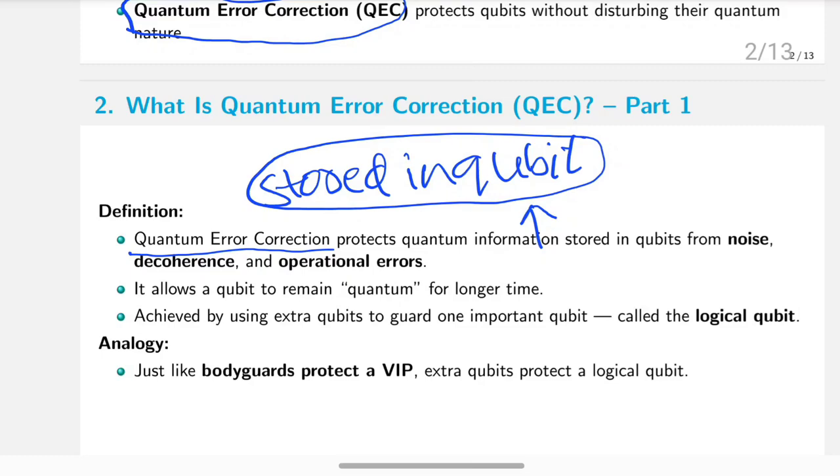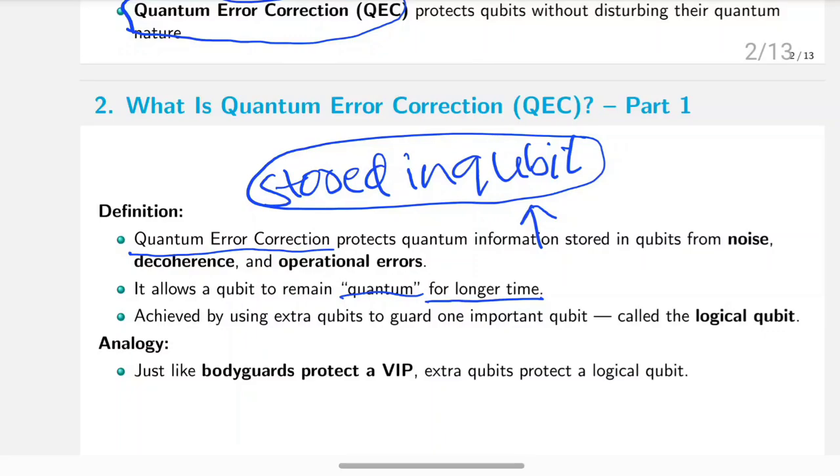The second one is decoherence, which is the loss of quantum properties. One more thing is that it protects from operational errors, let us say mistakes during quantum gate operations. These are operational errors. So it helps the qubit stay in its quantum state for longer, so it can complete the computation.